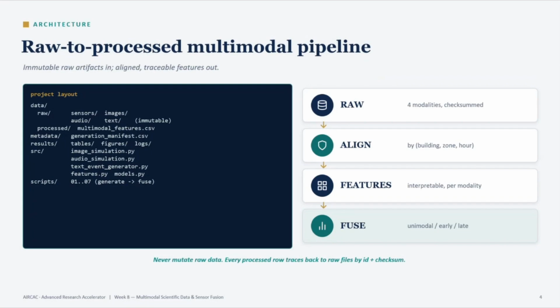Before we model anything, we need a research architecture. On the left side, we preserve our raw information. We have separate folders for sensors, image, audio, and text. We don't modify these raw files. From these, we process them to extract features, align them, and save our results separately. We can also see the code is separated into source, scripts, data, metadata, and results.